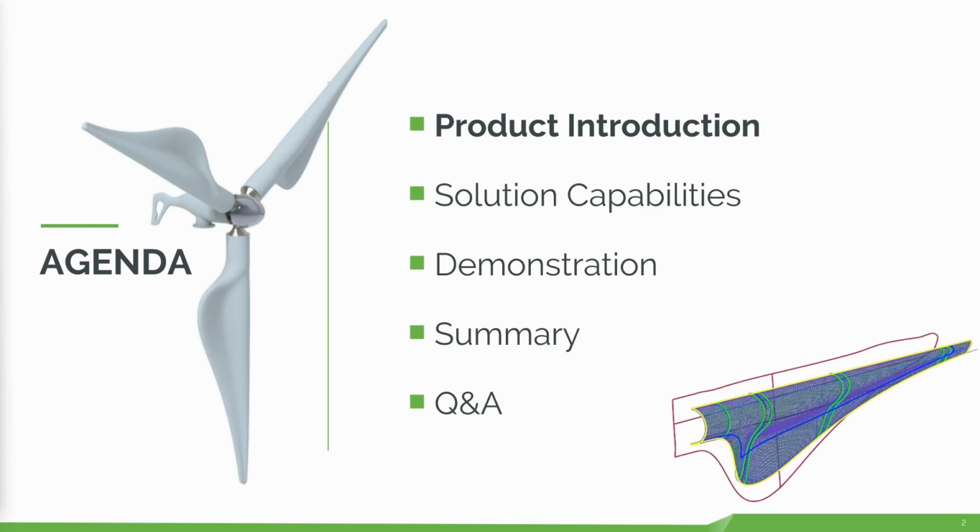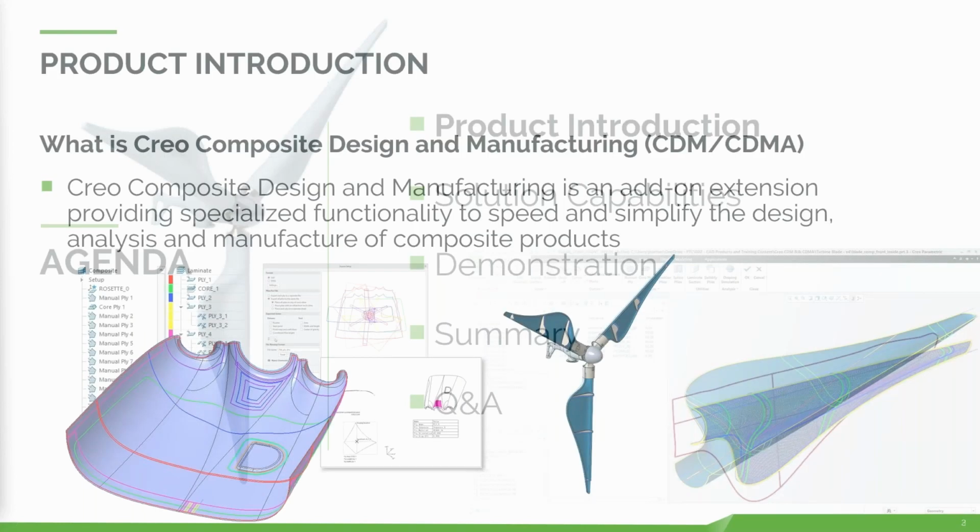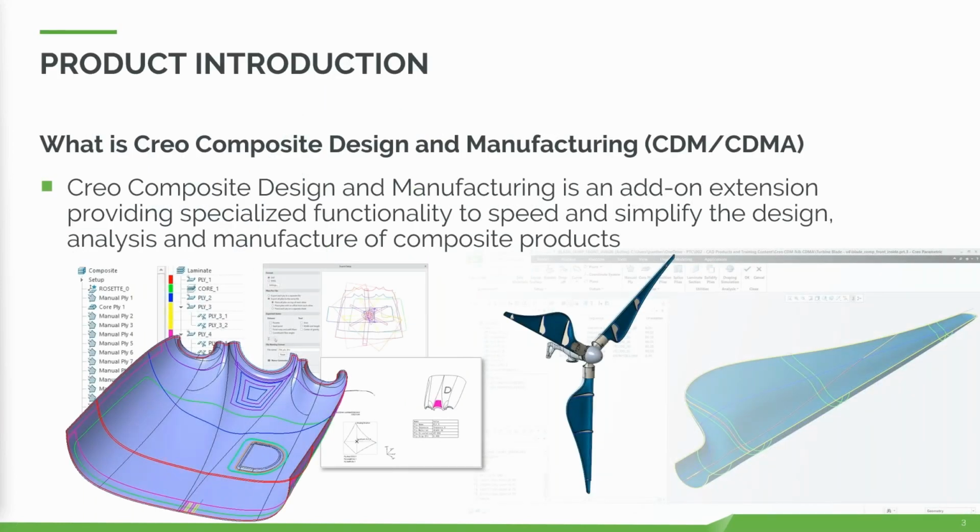So let's talk about Creo Composite Design and Manufacturing. What is it? CDM, or there's a Creo Composite Design Manufacturing Advanced module, CDMA. It's basically an add-on extension to Creo Parametric that provides specialized functionality to allow you to work with the design and manufacturing analysis of composite products. So it's all about composite design.